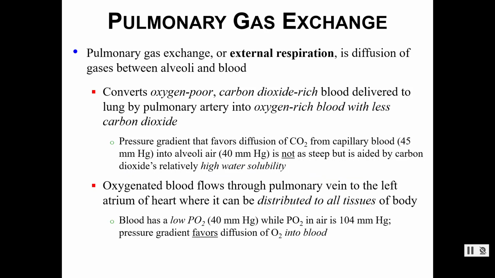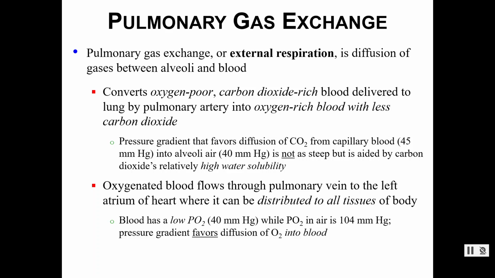Again, we are going to convert the oxygen-poor yet carbon dioxide-rich blood. We're bringing that to the lungs. Ultimately we bring all that blood to the lungs through the pulmonary arteries, and then we do the pulmonary gas exchange. So we take up all that carbon dioxide back into the lungs. We drop off all of that oxygen into the blood.